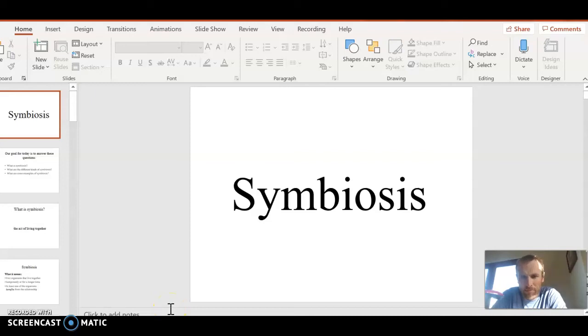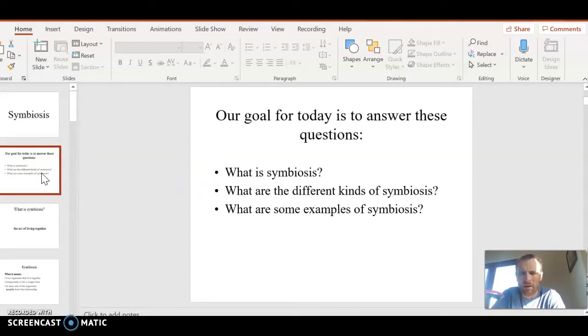Good morning. Last week we talked about different types of community interactions, but we did not talk about symbiosis, which is another important community interaction we need to discuss. Symbiosis has to do with different organisms living together in ways that either benefit or hurt the organisms. So our goal today is to answer what is symbiosis, what are some different kinds, and what are some examples.